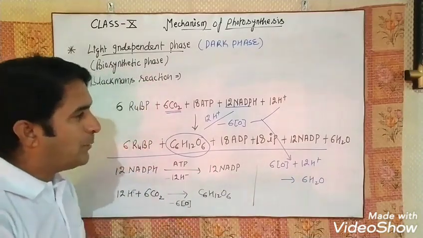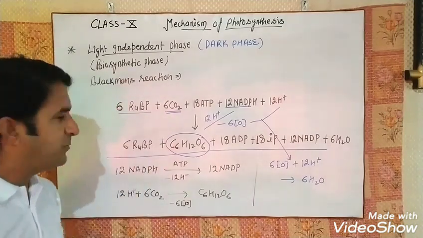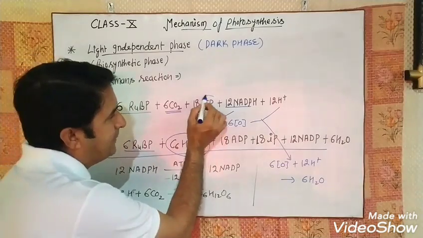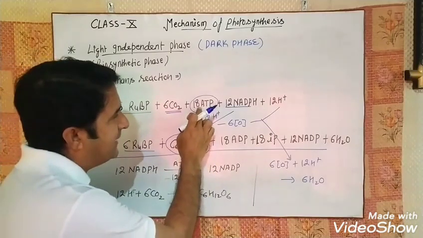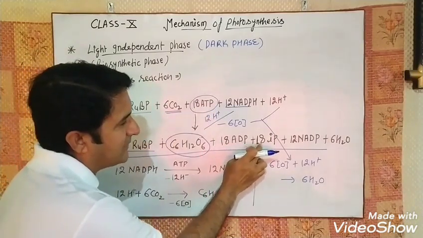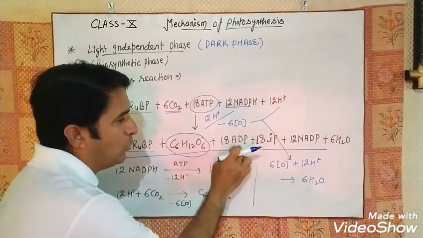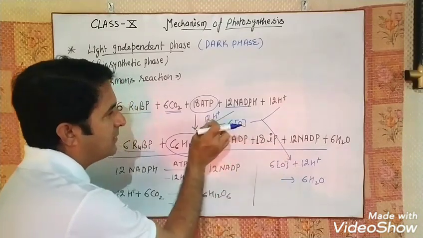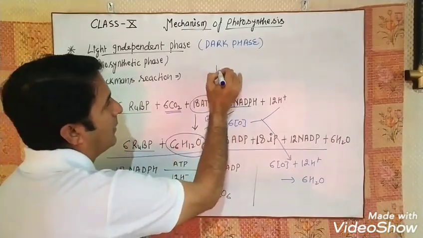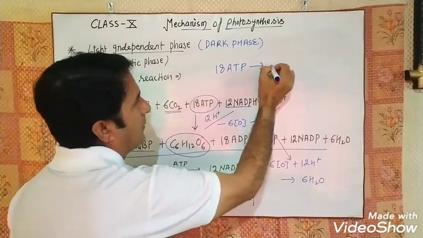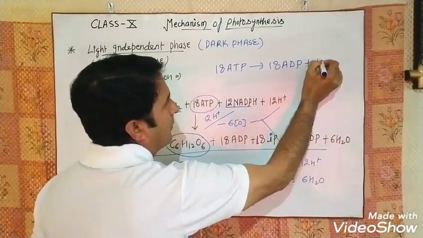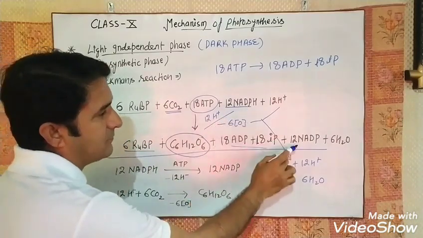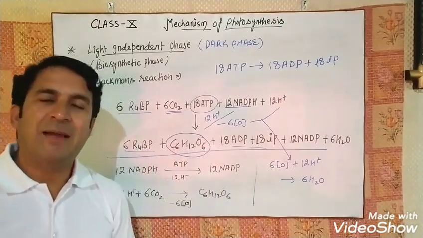Understood now? The further compounds are as they are. 6 ribulose biphosphate are here, so you can see these 6 are here. No change. 18 ATP was here. These 18 ATP convert into 18 ADP plus 18 inorganic phosphate. The ADP loses 1 inorganic phosphate, so 18 ADP lost 18 inorganic phosphate. So this is here, that I am just showing you. 18 ATP, so that you can see here, this 18 ATP. 12 NADPH, this is here, and this is the complete mechanism of photosynthesis.